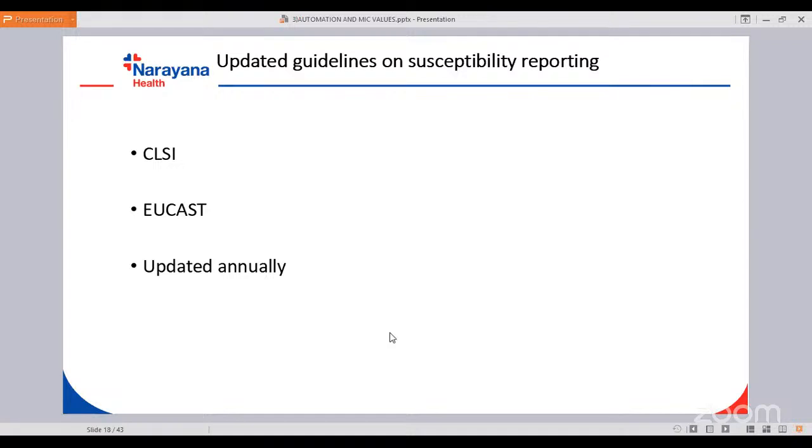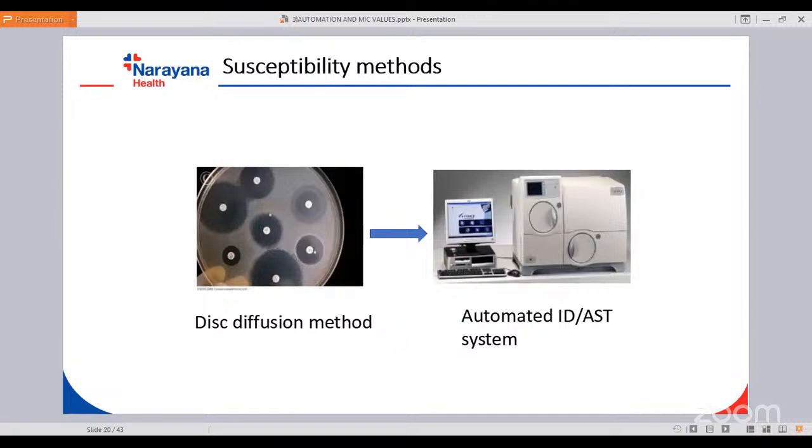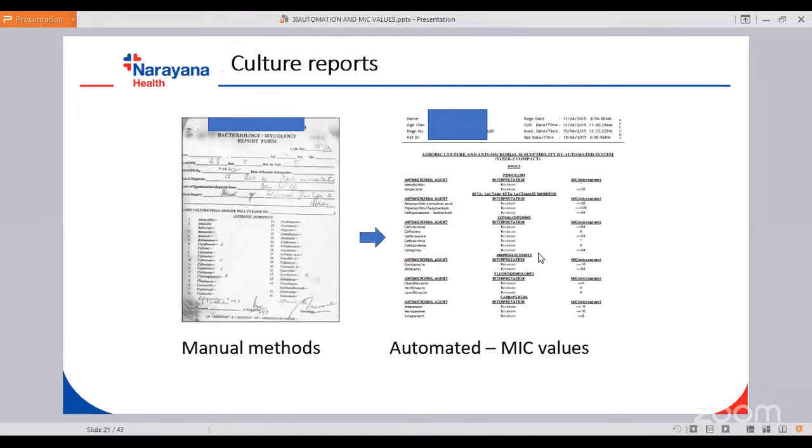Thank you. So CLSI and EUCAST are two guidelines which tell us how to report cultures and use the appropriate technology. So we use automated diagnostic systems for identification and susceptibility. So automation came into microbiology around 12 years back. Okay, as compared to the age-old disk diffusion method, we now have the automated systems.